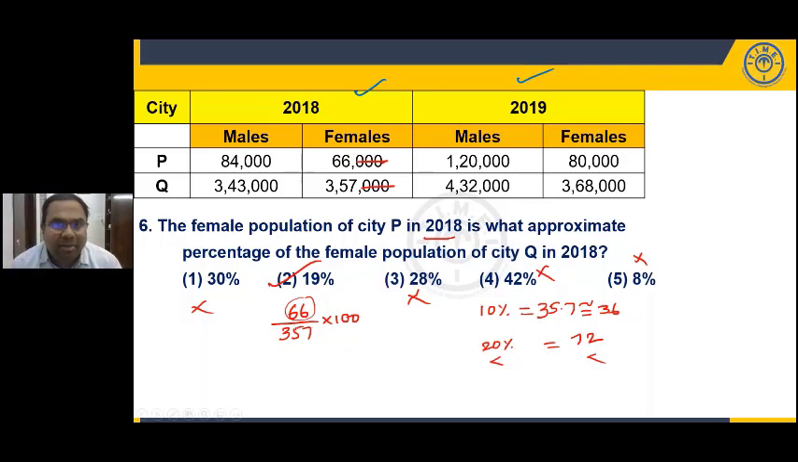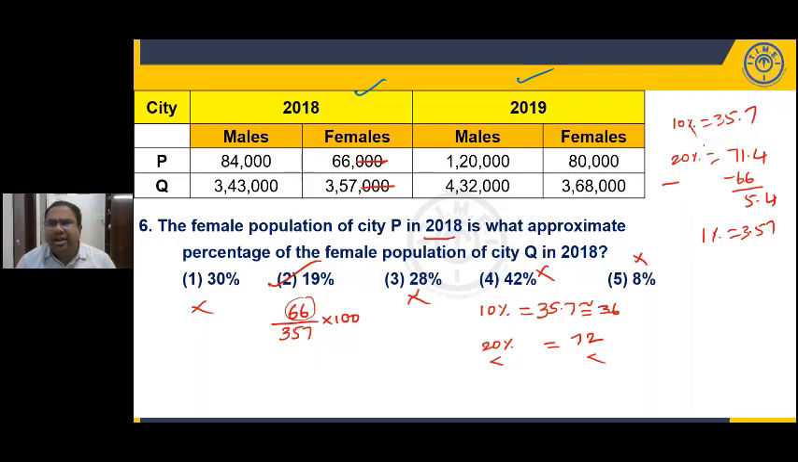Why are you calculating? This was exactly the same question given in last year's exam. If you see 10% is 35.7, you won't even leave this 0.7. You waste your time here, right? 20% is 70 plus what? 71.4. How much more did I get? 66, 5.4 more. I have to subtract 5.4. 1% is 3.5. Why are you getting into all this?